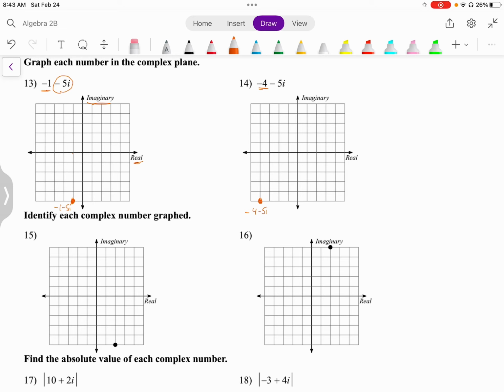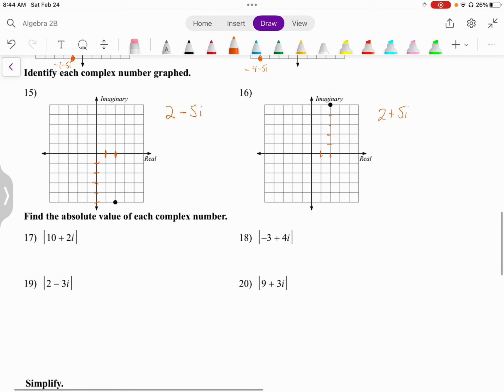So on number 15, we see it way down at the bottom of our graph. Well, to get there, that's 1, 2. We're at 2 on the real number line, so that's 2. And then we are down 5. So 2, we're going down 5, so 2 minus 5i. And number 16, very similar, except so we're over 2, but this time we're up 5. So this is 2 plus 5i. Pretty straightforward for graphing. Just make sure you go the correct direction.